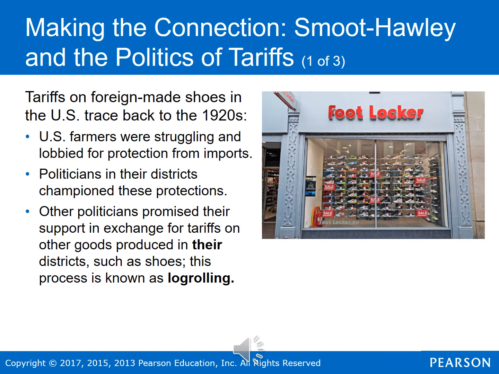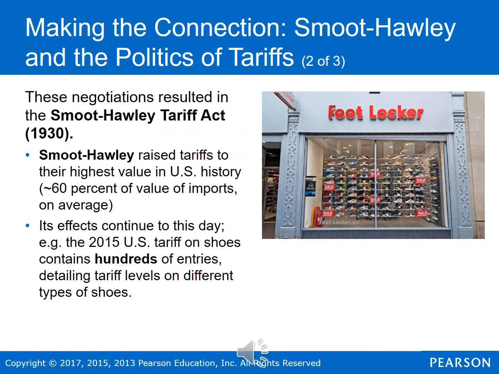One example of those is shoes. Now, this process is known as log rolling, where one representative will promise to vote for another representative's bill if they in turn vote for theirs. These negotiations, which began before the Great Depression but were not passed until after the Great Depression was well underway, resulted in the Smoot-Hawley Tariff of 1930.